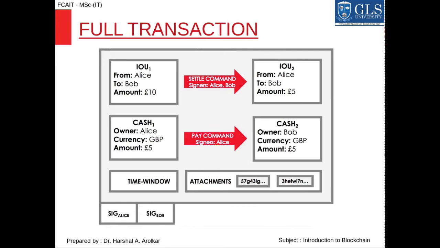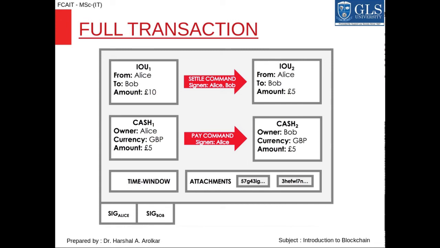The two states IOU1 and IOU2 are bound with a command called the settle command, and they need to be signed by Alice and Bob. If you remember, Alice had borrowed £10 from Bob, and now she wants to settle the amount to a certain extent. So IOU1 and IOU2 have a settle command wherein Alice is giving back £5 to Bob. Then we have the next states, cash 1 and cash 2, wherein Alice is paying £5 to Bob, and it only needs to be signed by Alice.